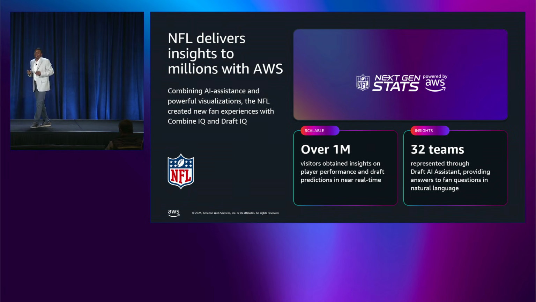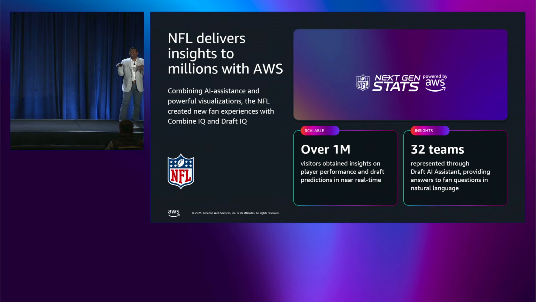And in NFL Draft, they built a set of dashboards for every single NFL team. And for the first time for NFL, they built a conversational chat called Draft IQ Assistant, where fans could just ask questions and get instantaneous answers of what's happening.